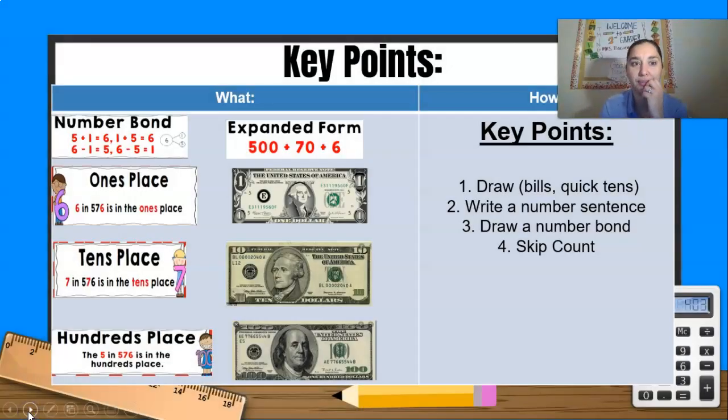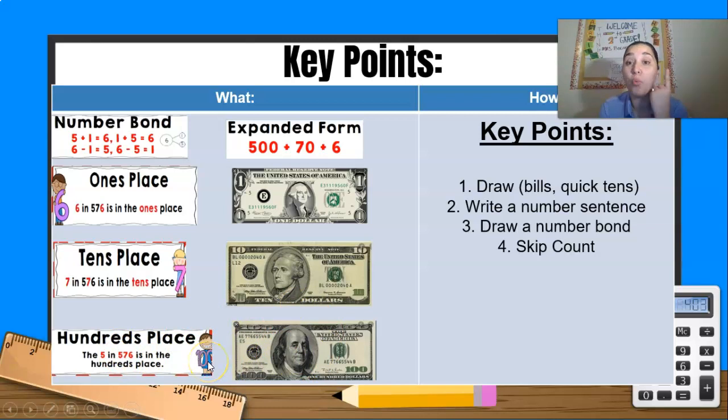Well, how are we going to do that? So, we are going to do it in many different ways. But let's talk about the important keywords. So, we can draw number 1. We can do an expanded form. This is what we're going to review. And remember, the value of $1 is in the ones place. The value of $10 is in the tens place. And the value of 100 is in the hundreds place.